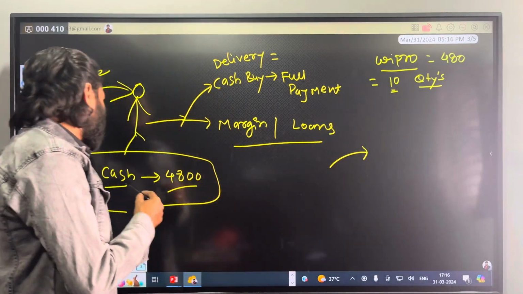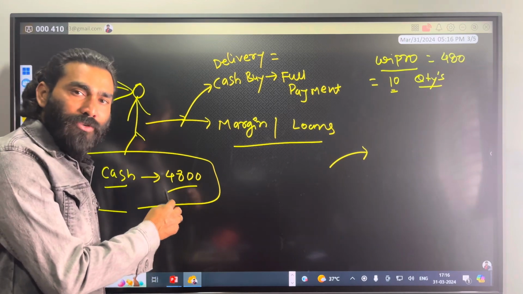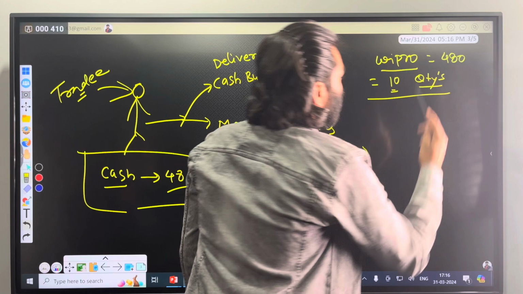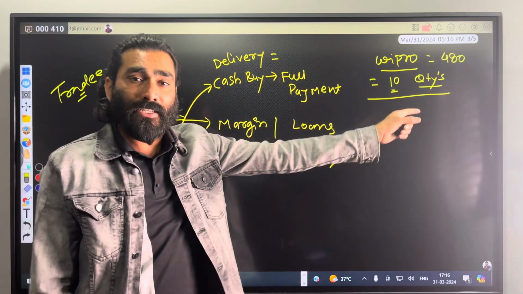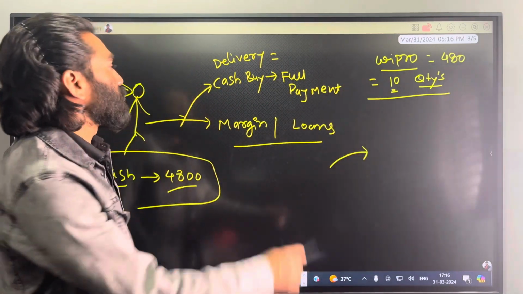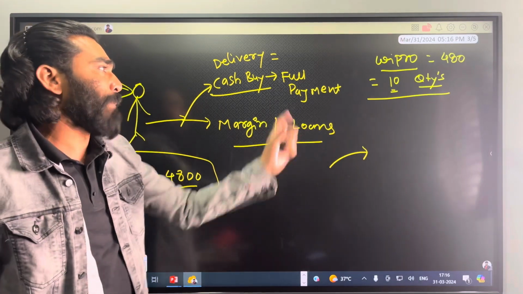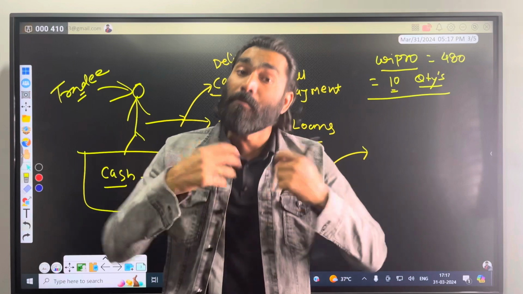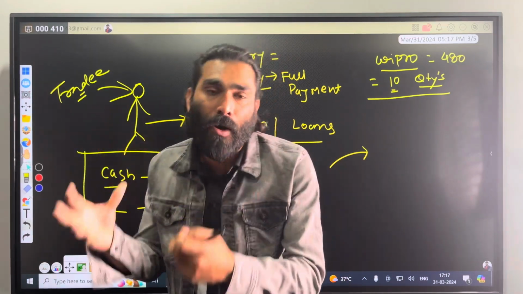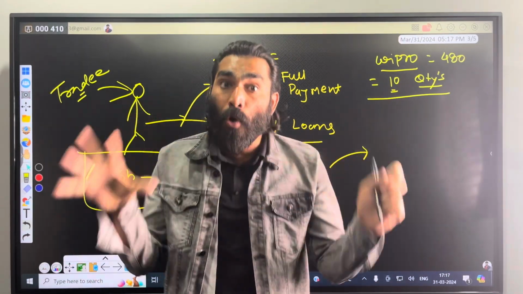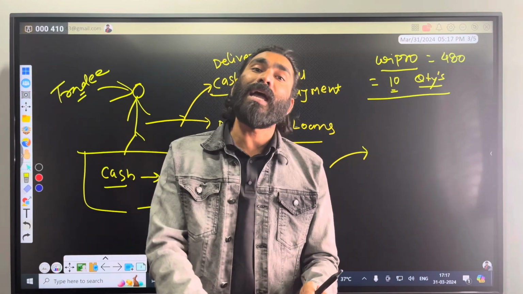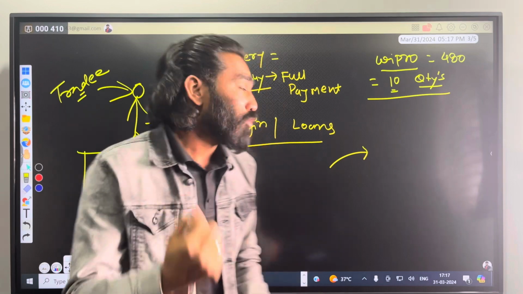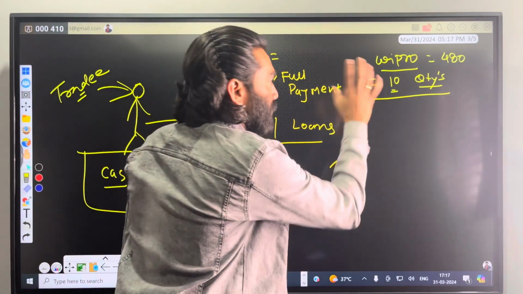If you utilize the total cash which you have to buy these shares, you will only be able to buy 10 quantities. And if you buy it, that becomes your cash and buy, or full payment, or delivery, you can say. Delivery means we'll pay the full amount to the broker or the counterparty to hold those securities. Hold means you will actually get the ownership right of those securities. So if you do this, that would be your cash and buy.